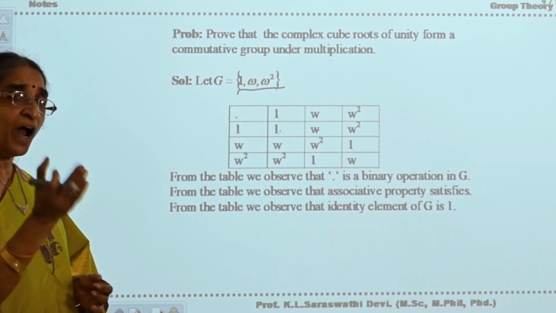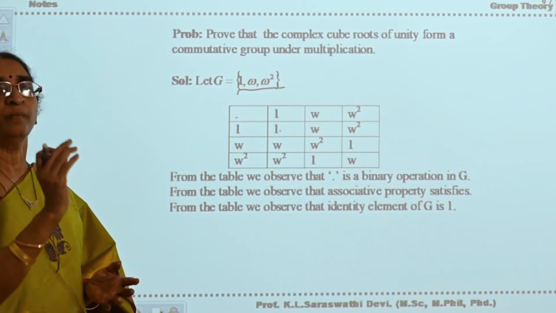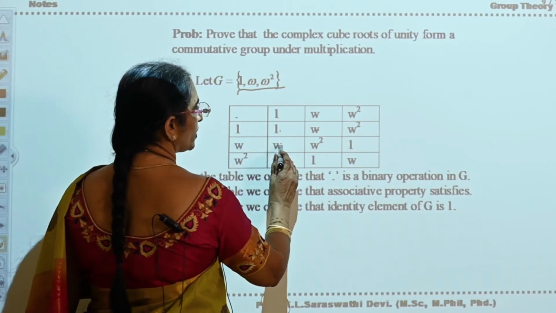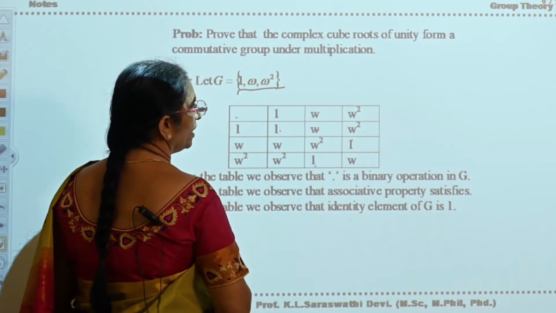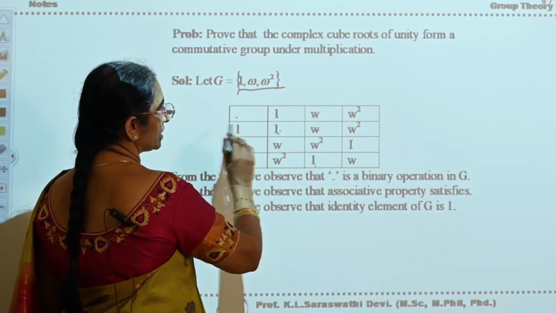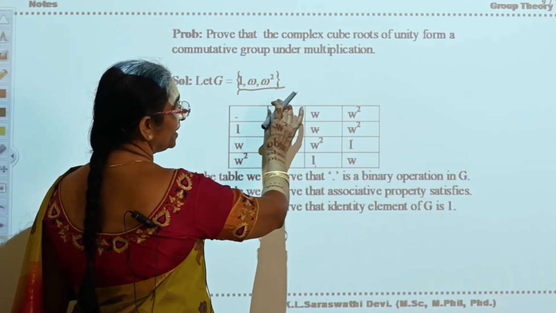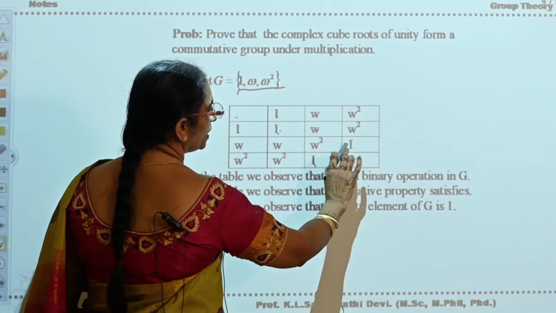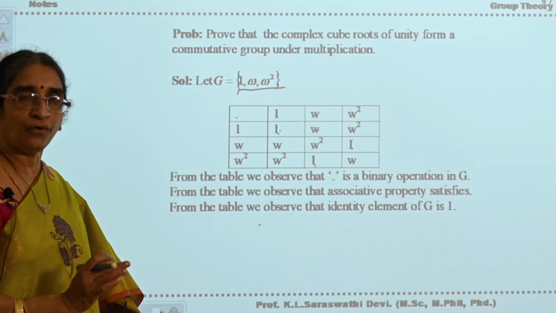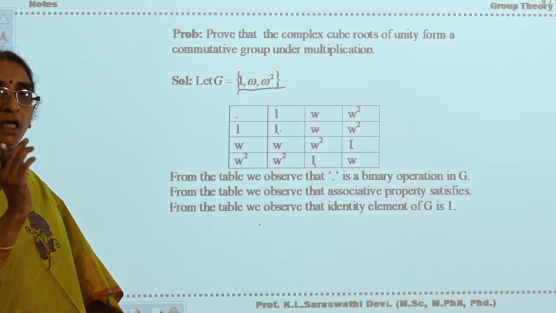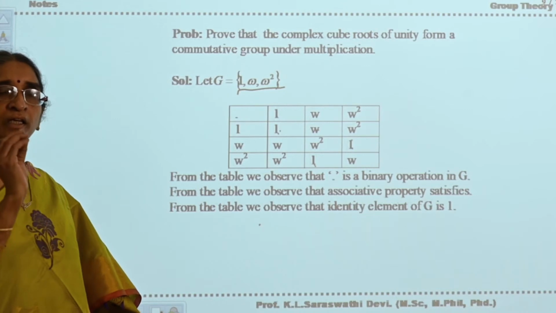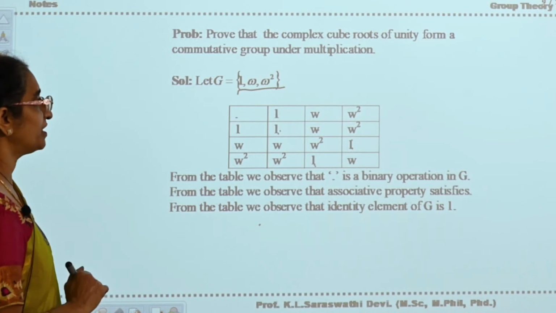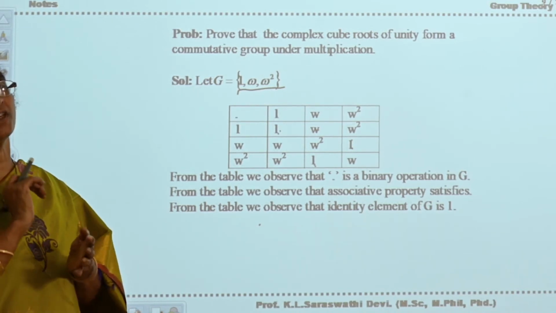Each row and each column consists of this 1, which means identity exists in the group. See, in the first row 1 is here, in the second row 1 is here, in the third row 1 is here. If you see the columns, other than the head row and head column, in the first column 1 is here, in the second column 1 is here, in the third column 1 is here. Okay. Therefore, if each row and each column consists of the identity, then you will say that the group contains a unique identity. After that, how to find out the inverse of each element?